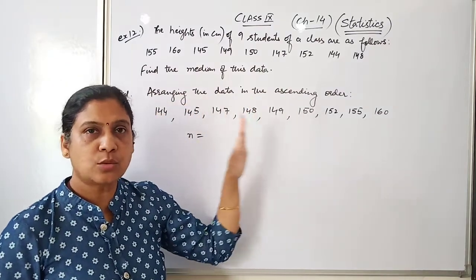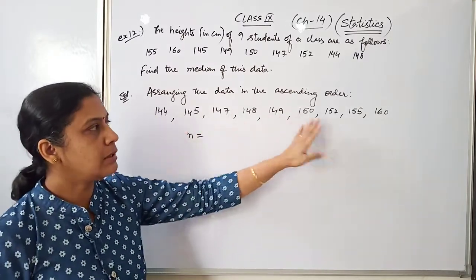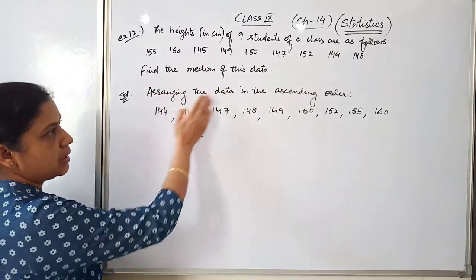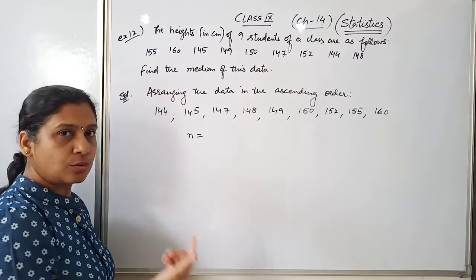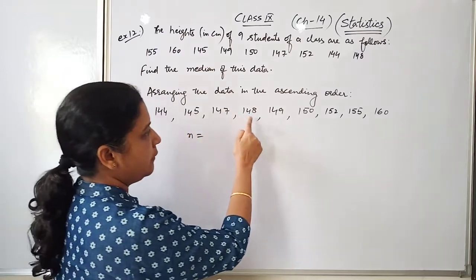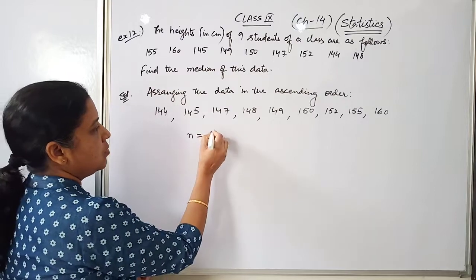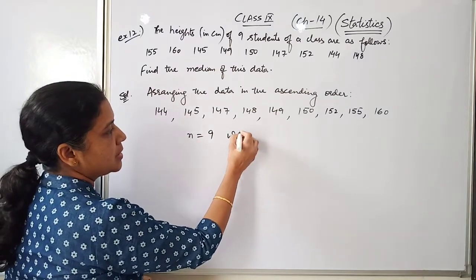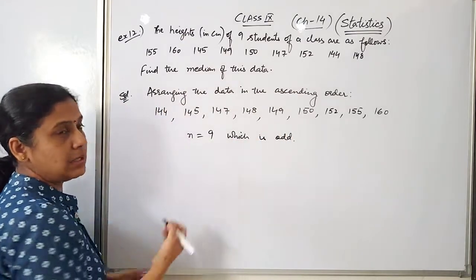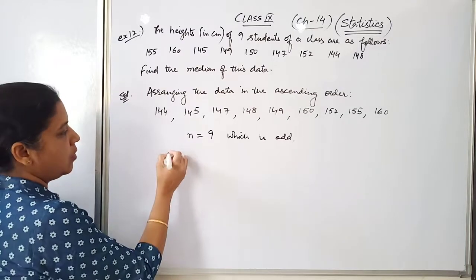The very first step is to arrange the data, not to be forgotten. So write down the data in ascending order or descending order, whichever you like. I have arranged it in ascending order. Now I'm going to count the number of terms. 1, 2, 3, 4, 5, 6, 7, 8, 9. Yes, there are 9 students. So n is equal to 9. Number of observations is equal to 9, which is odd. You have to see whether the number of observations is odd or even. Accordingly, you will apply the formula.